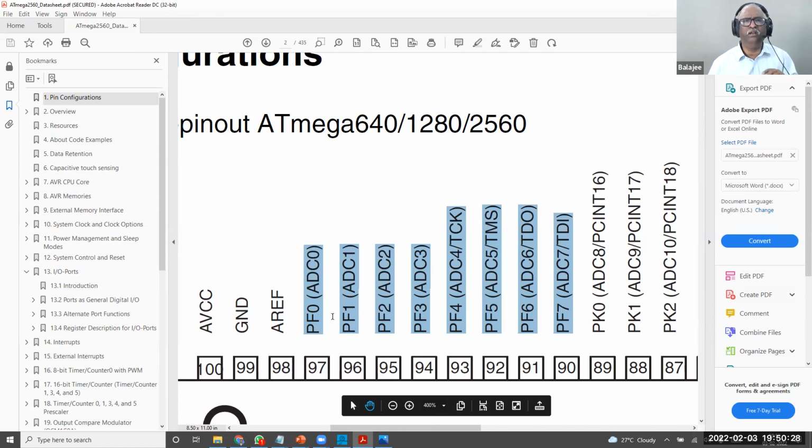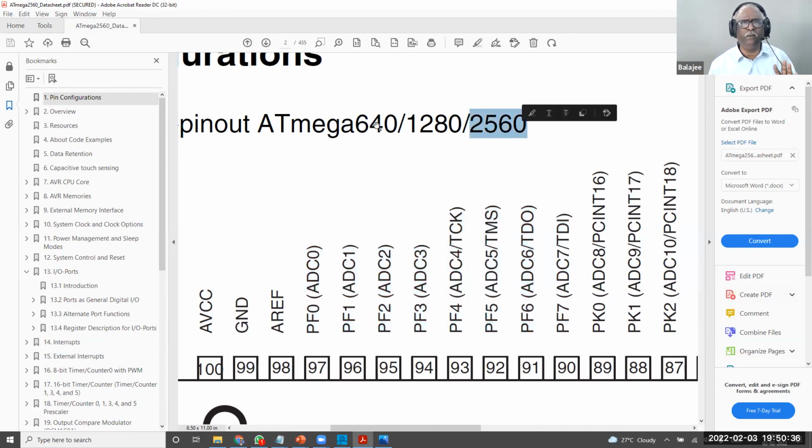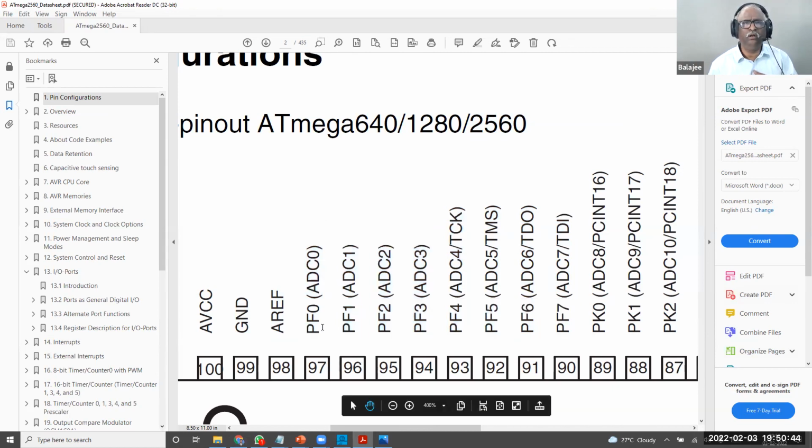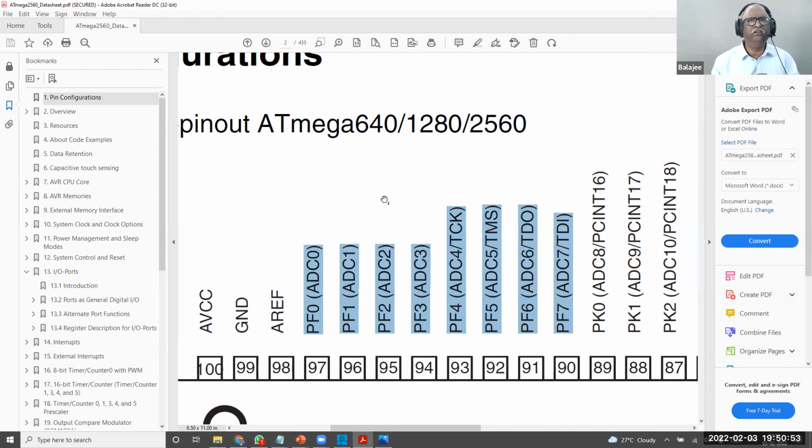This is what is on the chip. It is manufactured by the company called Atmel, and the chip number is Atmega 2560. Am I right? There are so many chips, but we are talking about 2560. Is this clear? If it is not clear, please let me know. This chip is manufactured by the company, and the manufacturer gave the data sheet. In that they mentioned pin numbers 90 to 97. The 8 pins are called PF0 to PF7. Is it clear?